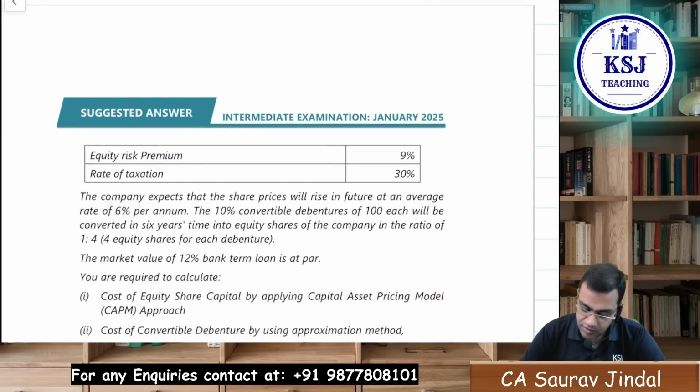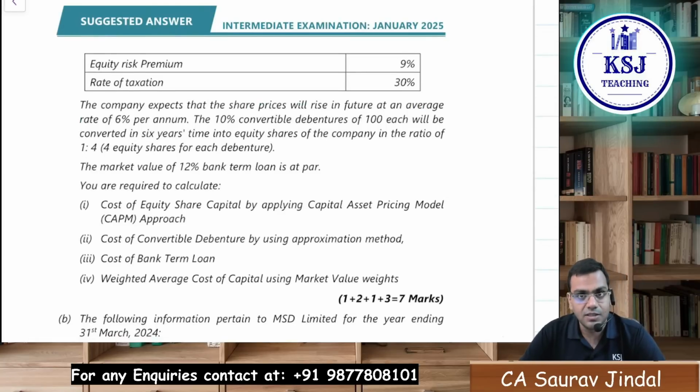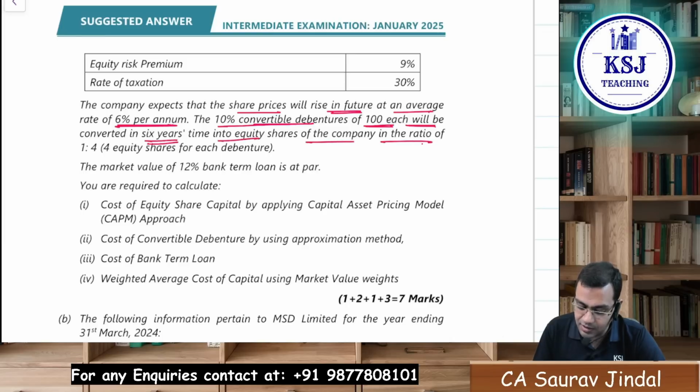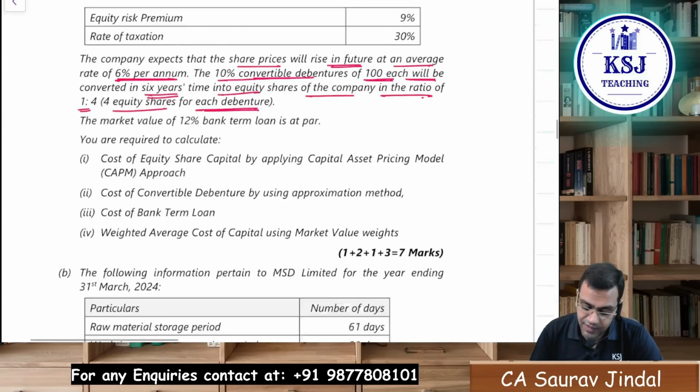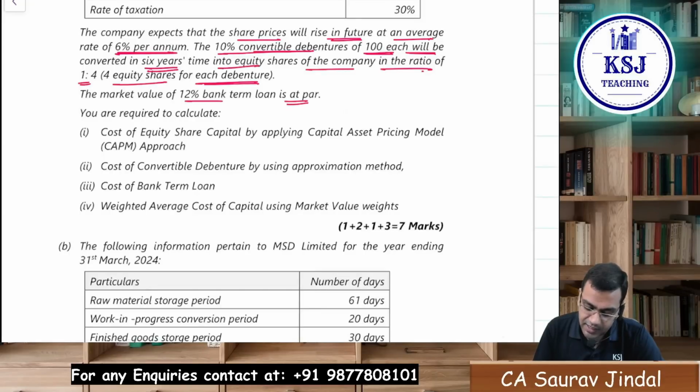Rate of taxation 30%. The company expects that the share prices will rise in the future at an average rate of 6% per annum. Okay, sir. The 10% convertible debentures of rupees 100 each will be converted in 6 years time into equity shares of the company in the ratio of 1:4. That is 4 equity shares for each debenture. Convertible debentures point is here, right? The market value of the 12% bank term loan is at par.